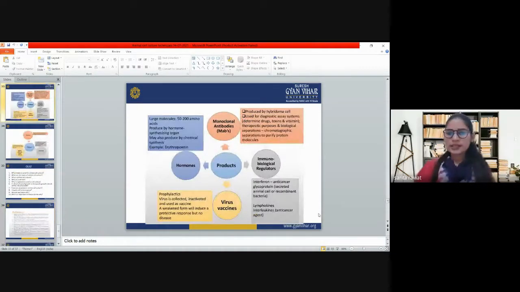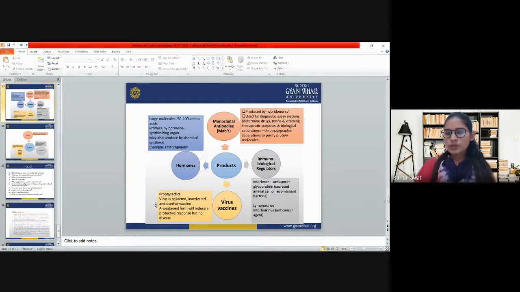So as you can see, this is the product and this is the use of the cell culture. So as you can see, this is the monoclonal antibodies, then hormones, immunobiological regulators and virus vaccines. So, large molecule, 50 to 200 amino acids, produced by the hormone synthesizing organ, may also be produced by chemical synthesis, for example, erythropoietin. Then it is produced by the hybridoma cells and used for the diagnostic assay systems, and that is to determine the drug, toxin and vitamins, therapeutic process purpose and biological separations, chromatographic separations to purify the protein molecules.